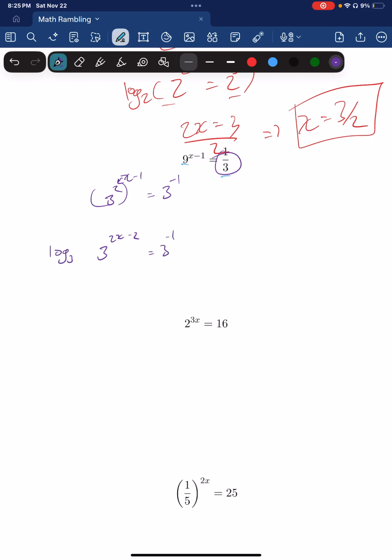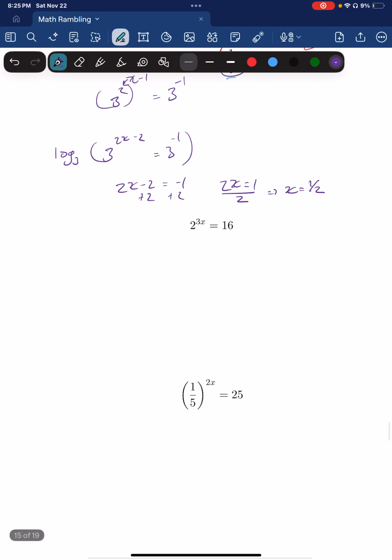Just take the log base 3 of both sides, and we get 2x minus 2 equals minus 1. Add 2 to both sides. We get 2x equals 1. Then divide by 2, we get x equals 1/2. Awesome. All right.